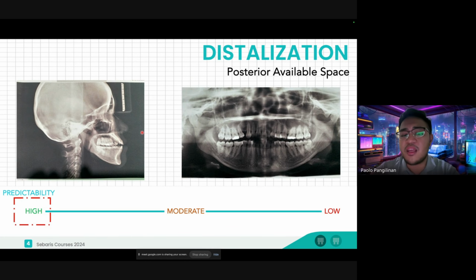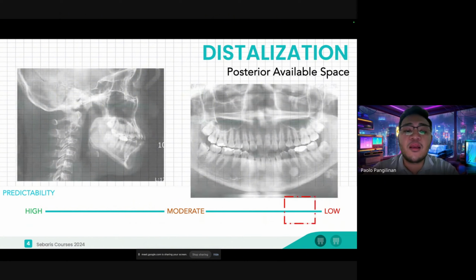Another thing that might impact your predictability is your posterior available space. Posterior available space, doctors, is dictated by the distal of your seventh to the anterior border of your ramus in the two-dimensional perspective. The way I look at it is, once you extract the eighths and attempt to distalize, if you still have space, it usually gives you good predictability. So basically, if it is erupted upright, you can distalize around 2 to 3 millimeters safely, and that's okay.